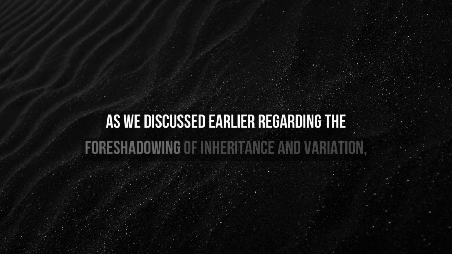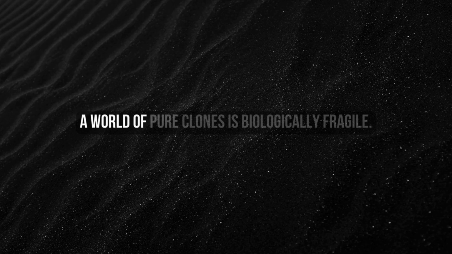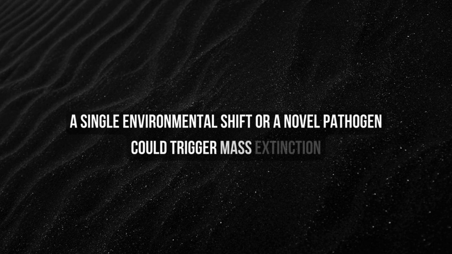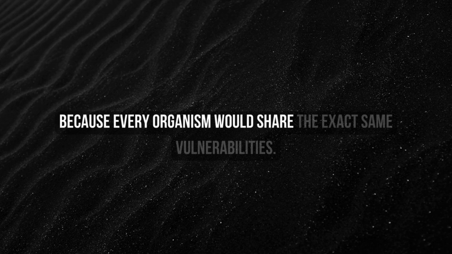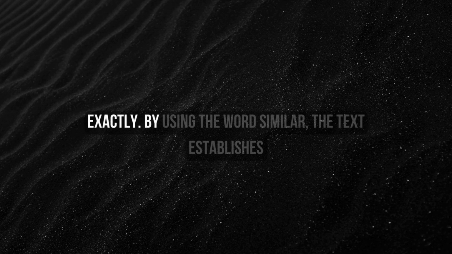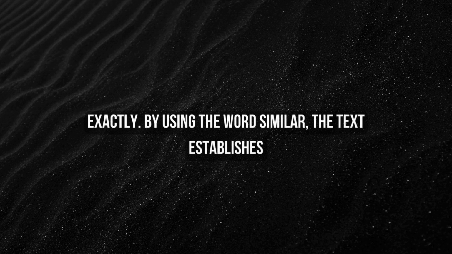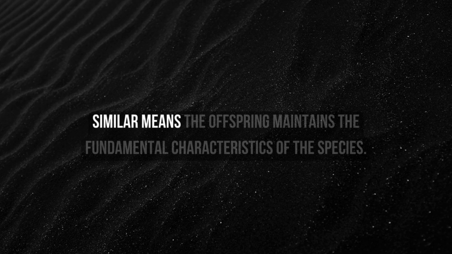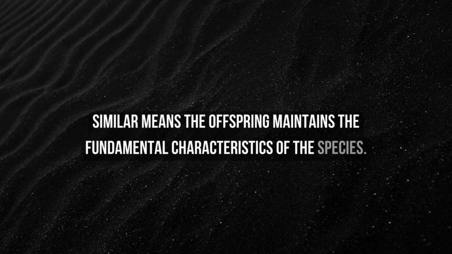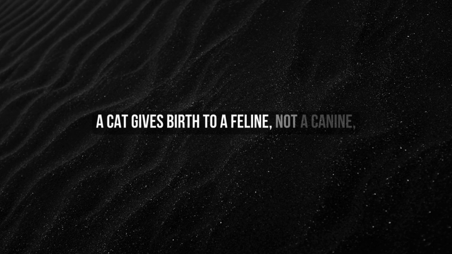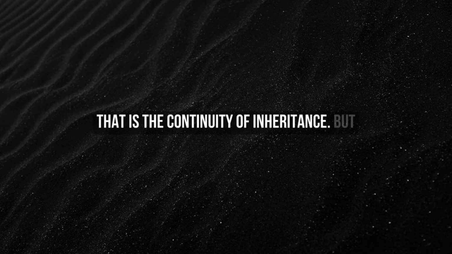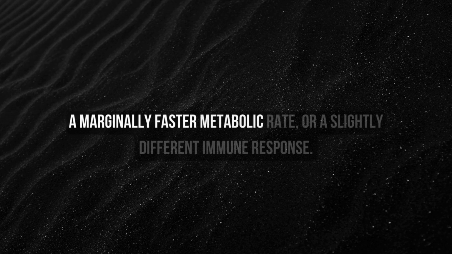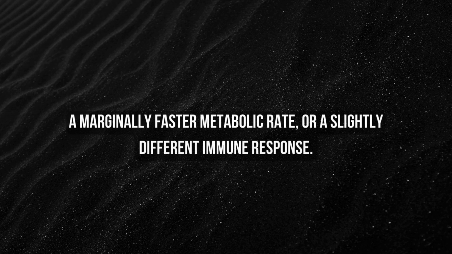As we discussed earlier regarding the foreshadowing of inheritance and variation, a world of pure clones is biologically fragile. A single environmental shift or a novel pathogen could trigger mass extinction because every organism would share the exact same vulnerabilities. Exactly. By using the word similar, the text establishes the boundaries of continuity while mandating the existence of variation. Similar means the offspring maintains the fundamental characteristics of the species. A cat gives birth to a feline, not a canine. That is the continuity of inheritance. But similar also means the offspring might have a slightly different coat pattern, a marginally faster metabolic rate, or a slightly different immune response. That is the variation.